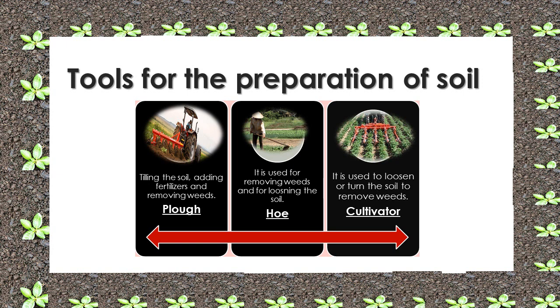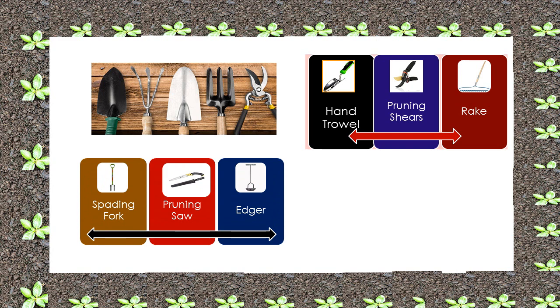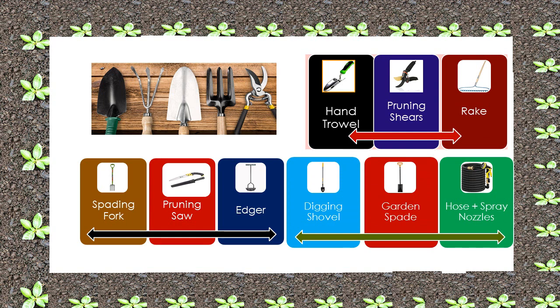These tools are generally used as machinery in a large garden, but in a small garden or a small area, hand trowel, pruning shears, rake, spading fork, pruning saw, edger, digging shovel, garden spade, and hose and spray nozzles are generally used.